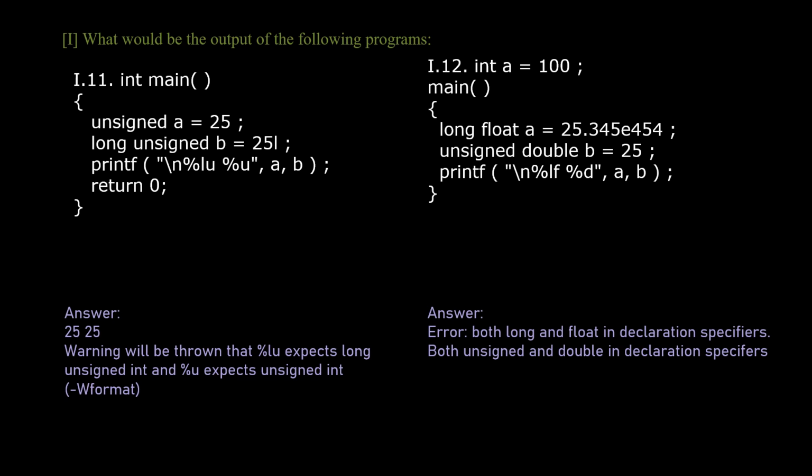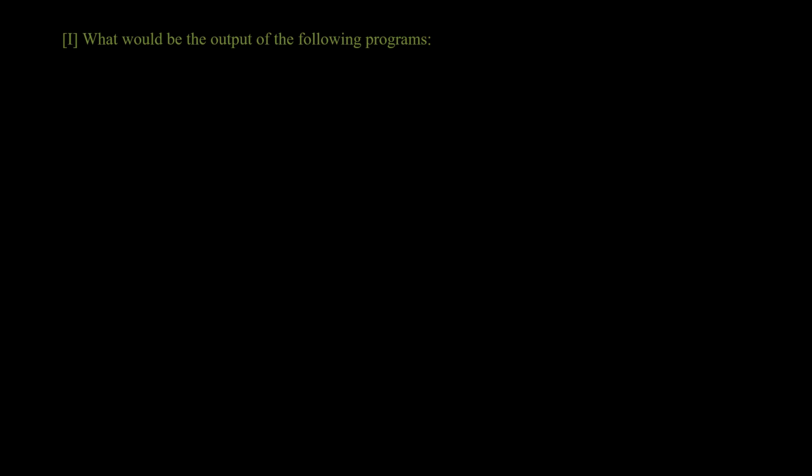Both long and float are declaration specifiers. These are two different declaration specifiers. Similarly, unsigned and double. Let's see the next question.